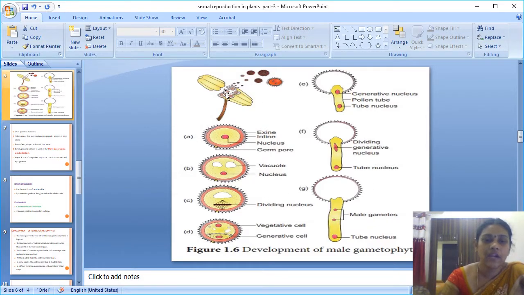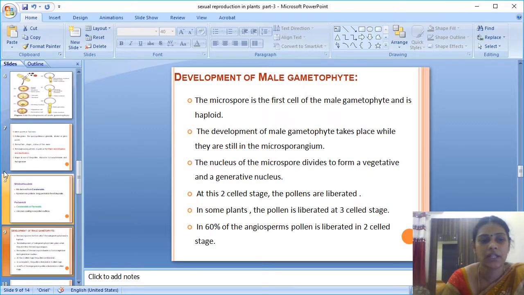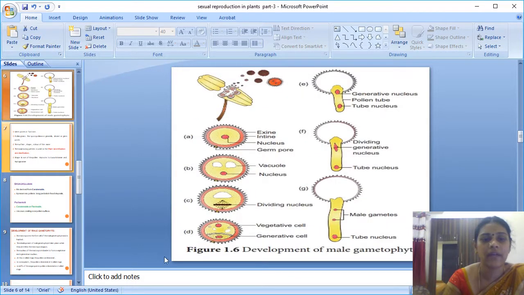When it is in the microsporangium, these four parts are called the microsporangium, and the pollen grains are developed. That is the second point. Still in the microsporangium, the pollen gametophytes are produced. After the pollen gametophyte, our pollination takes place. The nucleus of the microspore divides to form a vegetative and a generative nucleus. At this two-celled stage, the pollen is liberated. When the pollen is liberated, it is liberated only at the two-celled stage.